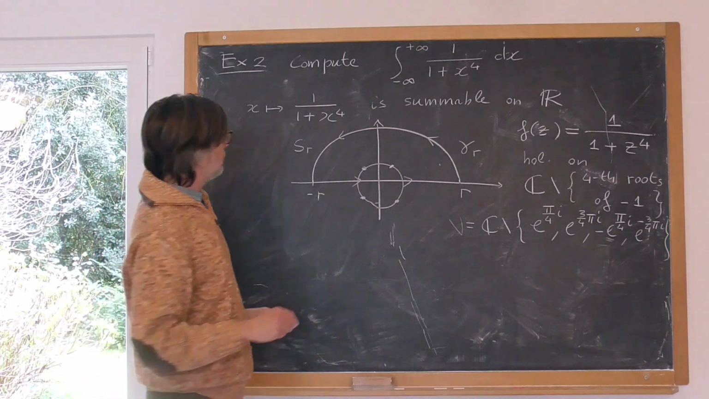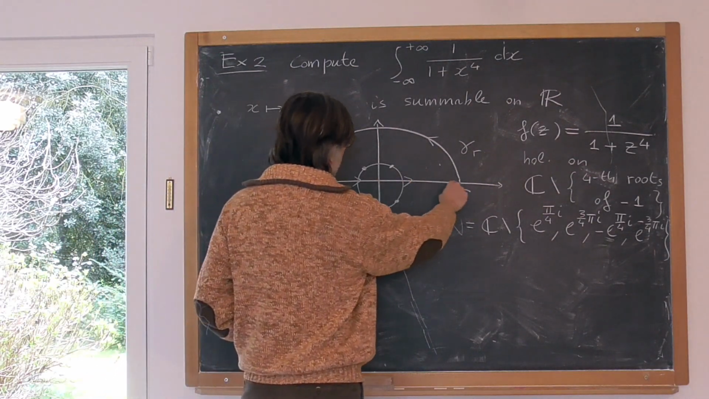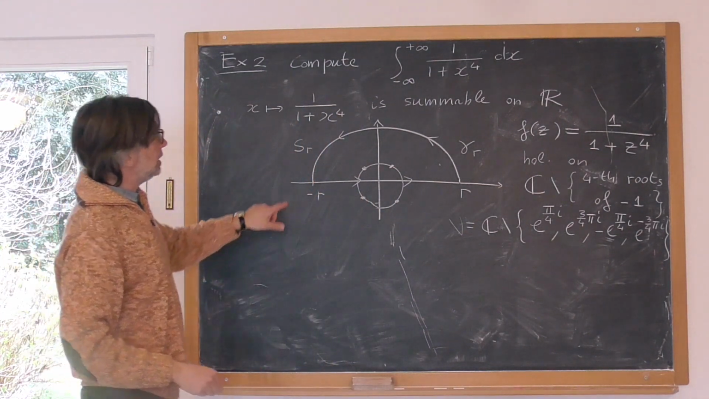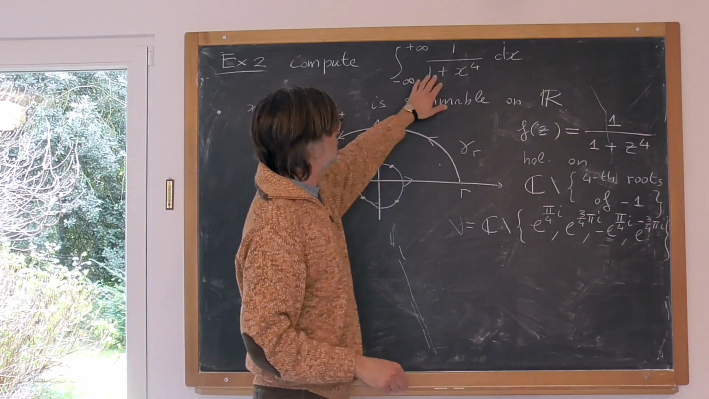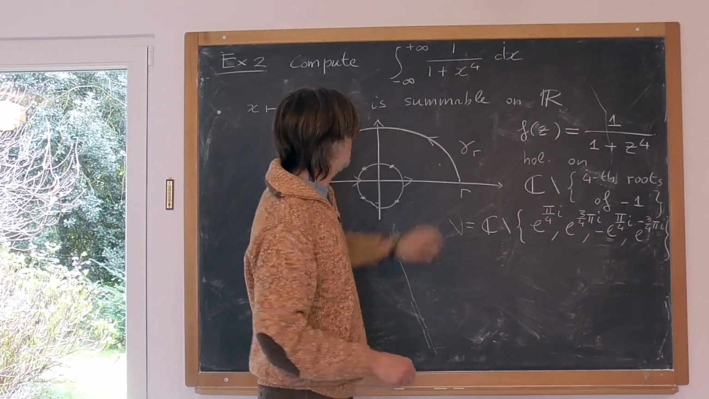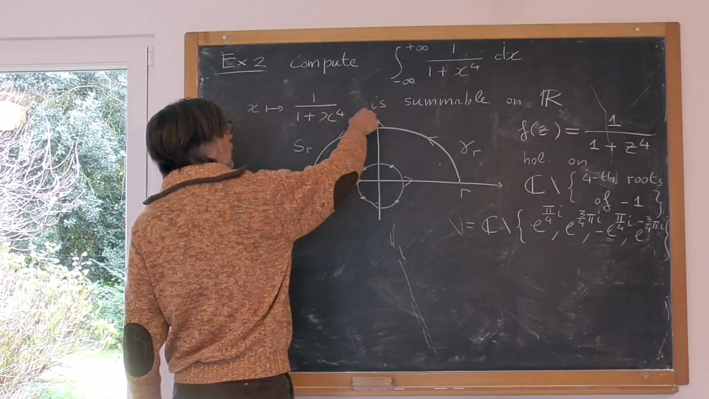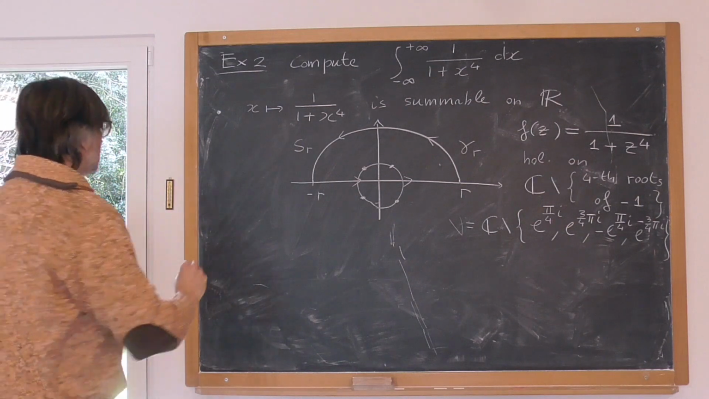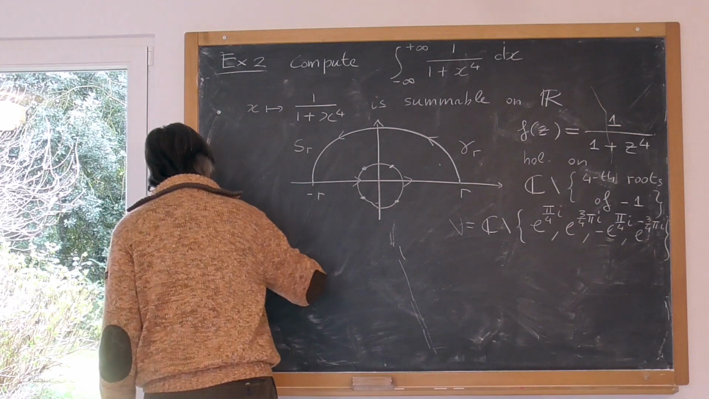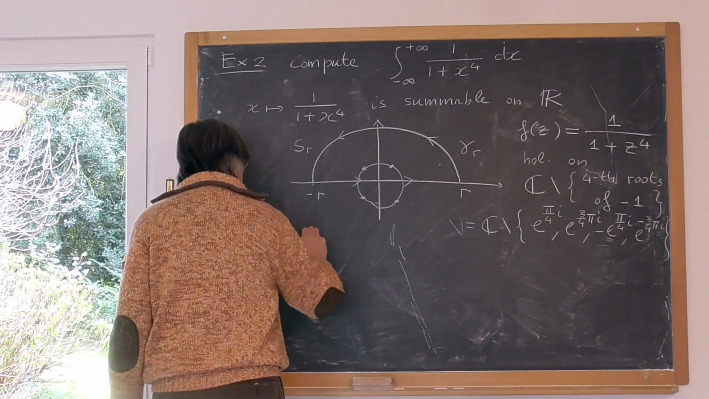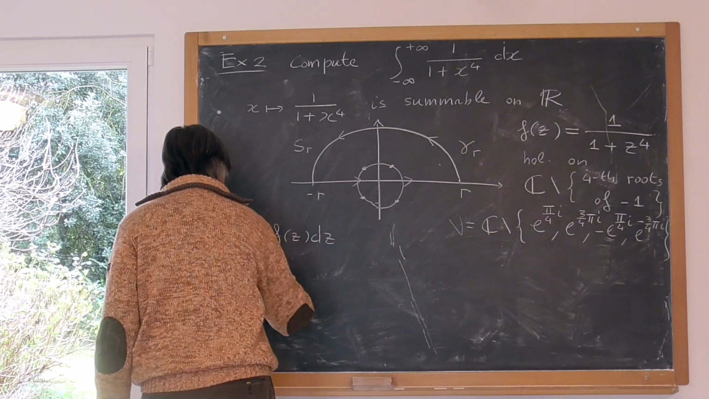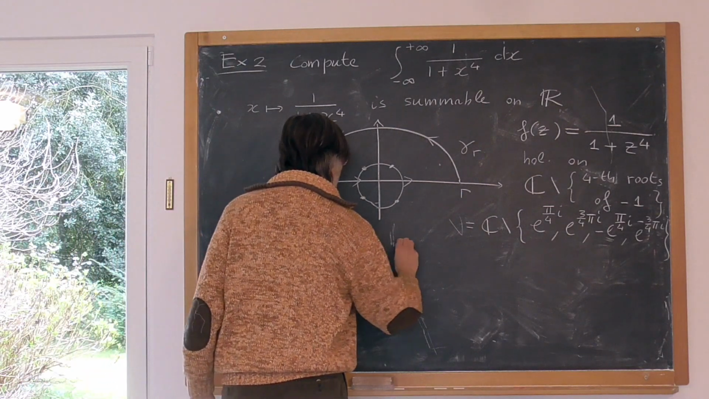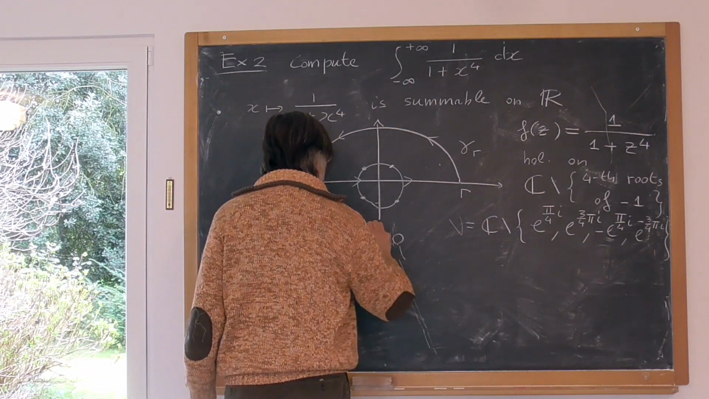Let's go back to the contour. This contour consists of this integral from minus R, and integrating on this interval will give us a piece of the integral we are interested in. And then we have also the integral over this circle. What I claim is that the integral of f(z) dz on S_R, on this half circle, goes to 0 when R goes to infinity.